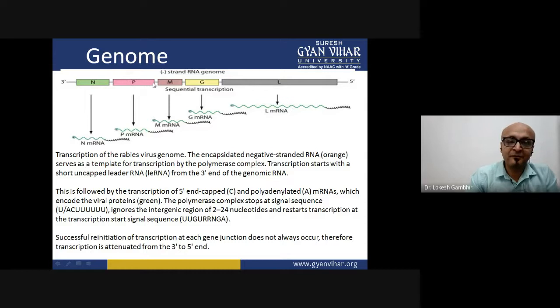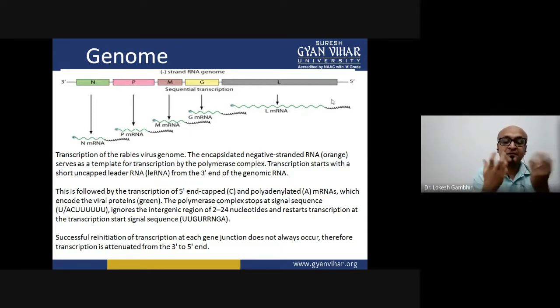Then it will finish the P mRNA. It will again stop. It will ignore the intergenic sequence. Then it will reach M at the starting point, and then it will be transcribing the mRNA, and so on. So you see, it's a classical example. What classical example? It's a classical example of a type of transcription process which is halting in between, ignoring the intergenic sequences, and then again restarting, and then again restarting.